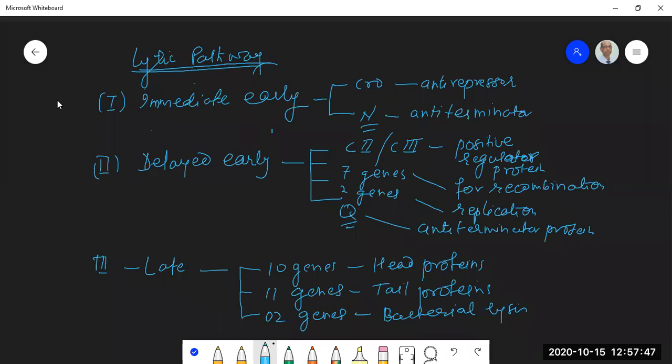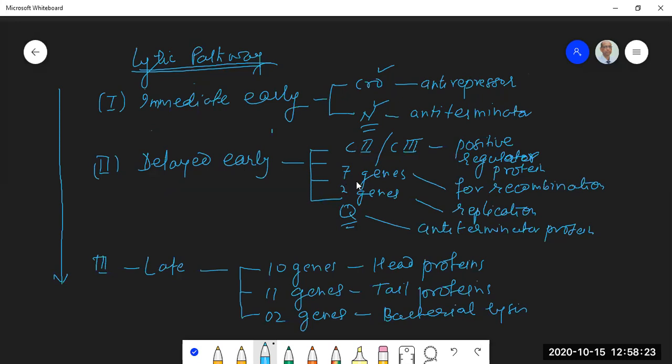So what you can understand is that depending upon the requirement, there are a limited number of genes, and they are sequentially expressed. The first set of genes expressed immediately after infection are these 2, CRO and N. CRO is an anti-repressor and N is an anti-terminator. Once these 2 have been expressed and their mRNA has been translated, immediately there will be a second set of genes, called delayed early, in which you have 4 sets, C2 and C3, which are positive regulator proteins.